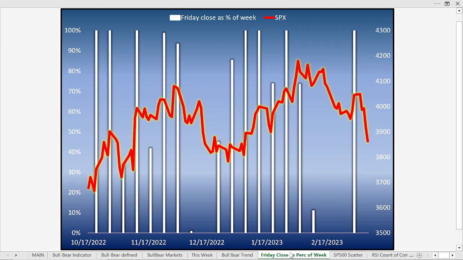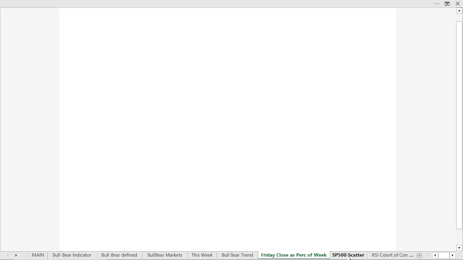The red line here represents the S&P 500. The white histogram bar shows us the Friday close with respect to its weekly range. So when we saw uptrending markets in early January of this year, we saw these histogram bars register highs, closing really close to the 100% level, meaning closing at the high of the week. But now we have no histogram bar at all. It shows us that we've closed basically on the low of the week. And it certainly is a very bearish indicator, at least for the time being.